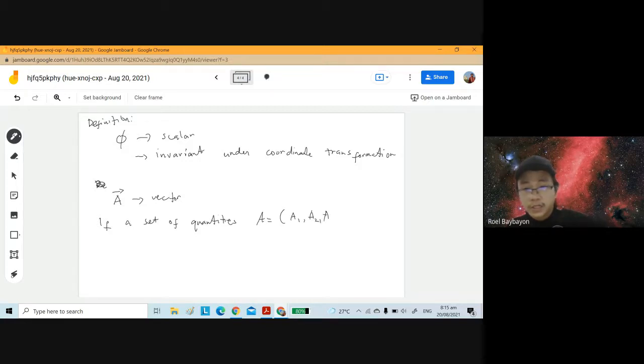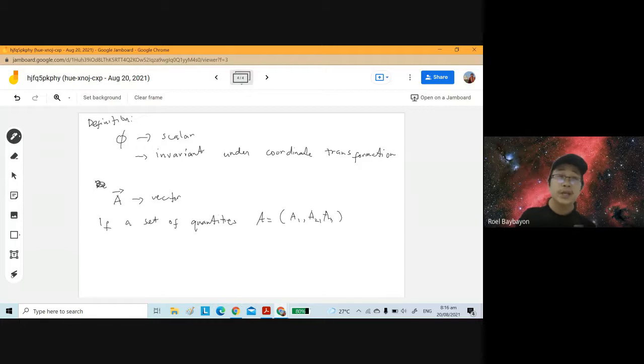take note, the notation has changed. Instead of using Ax, Ay, and Az, we will use components like A1, A2, and A3. Take note, so we don't get confused. Why did I make it A1, A2, A3?